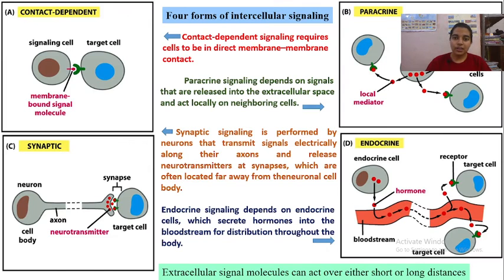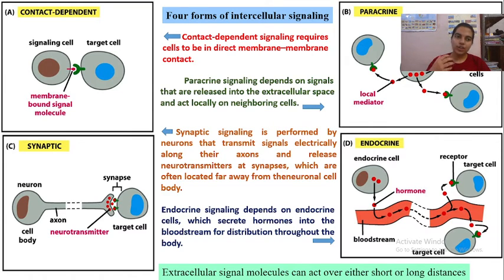Okay, then come to intercellular signaling. If we are going to talk about intercellular signaling molecules, or I can say extracellular, but the better term is intercellular signaling molecules, there are four types. But first of all, we have to know what intercellular signaling is. Intercellular signaling is the signaling which takes place between different cells. There are four types: contact dependent, paracrine, synaptic and endocrine.